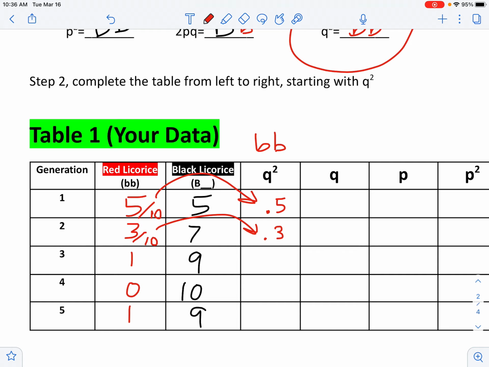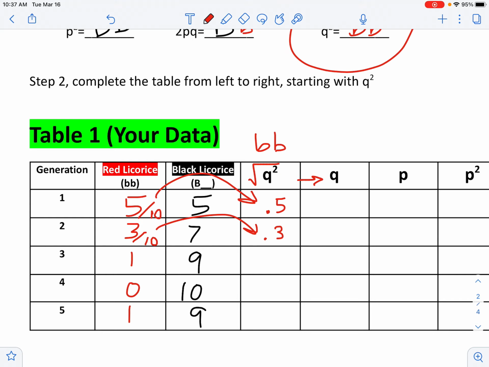So how do we go from Q squared to the next column? How do we go from Q squared to Q? Well, if something squared is 0.5, wouldn't you just unsquare it? Yes, and how do you unsquare Q squared? If you take the square root of that number, you get this number. So we're going to take the square root of 0.5.